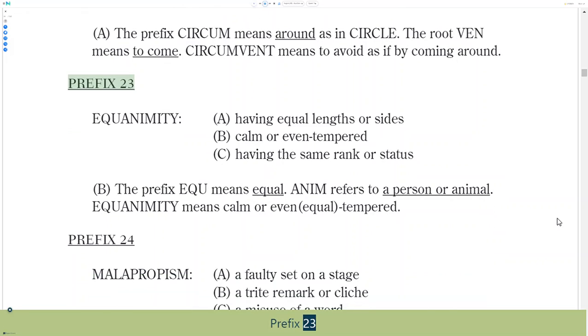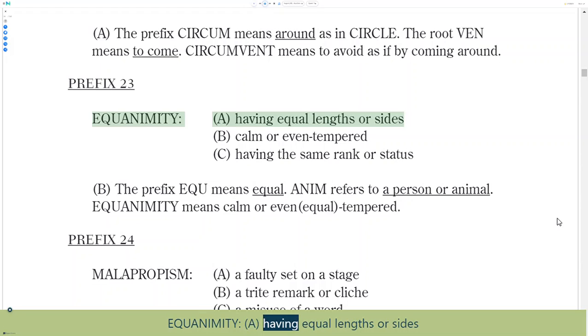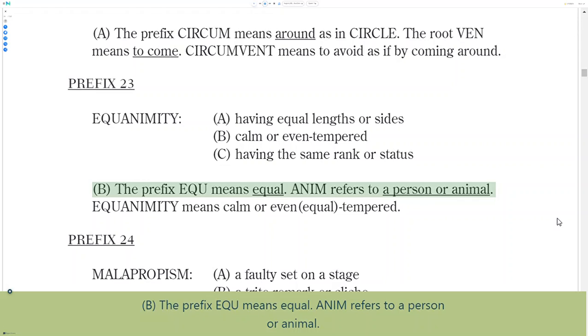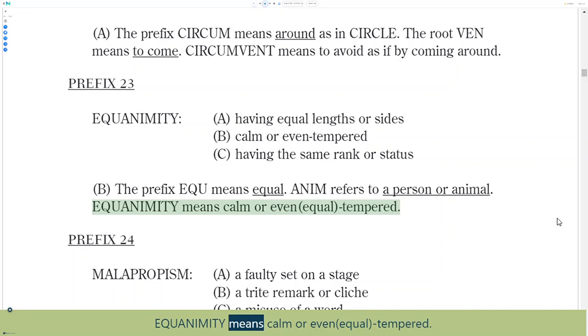Prefix 23. Equanimity. A. Having equal lengths or sides. B. Calm or even-tempered. C. Having the same rank or status. B. The prefix equ means equal. Anim refers to a person or animal. Equanimity means calm or even, equal, tempered.